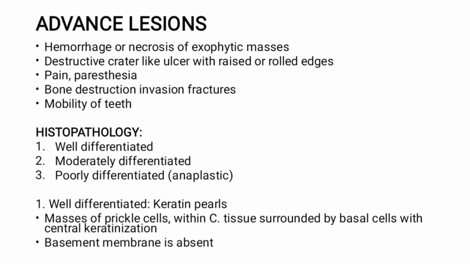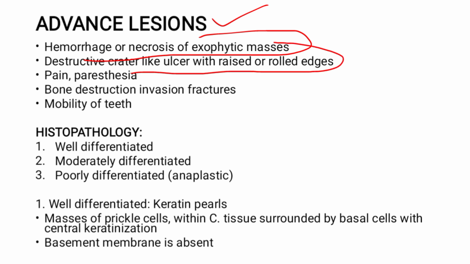Okay, now advanced lesion, very important. Hemorrhage or necrosis of the exophytic mass, that mass which appeared in the early stage, and that ulceration was persistent. Now in that persistent mass, what happened? There is necrosis and hemorrhage. Okay, a crater-like ulcer with raised rolled edges is present. We know it. Pain and paresthesia, there is pain in that area. In early lesions there was no pain, but now in advanced lesion there is pain.